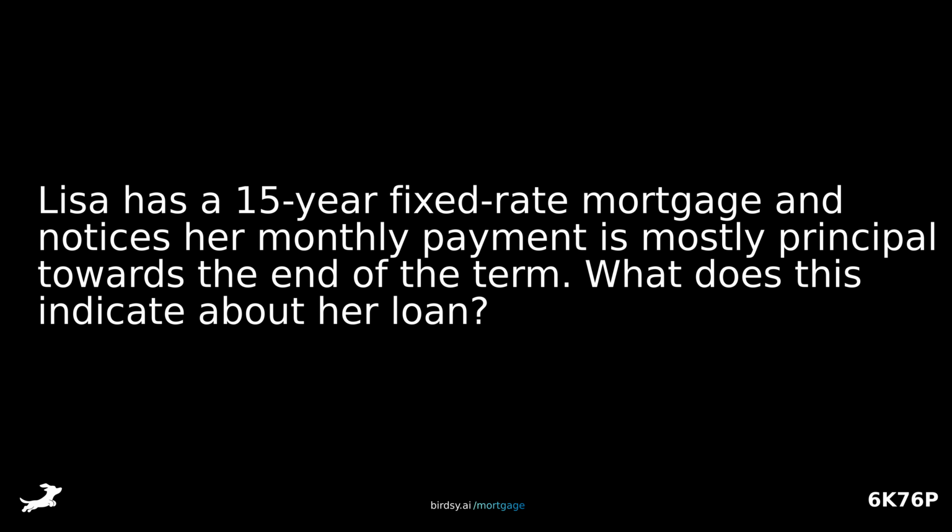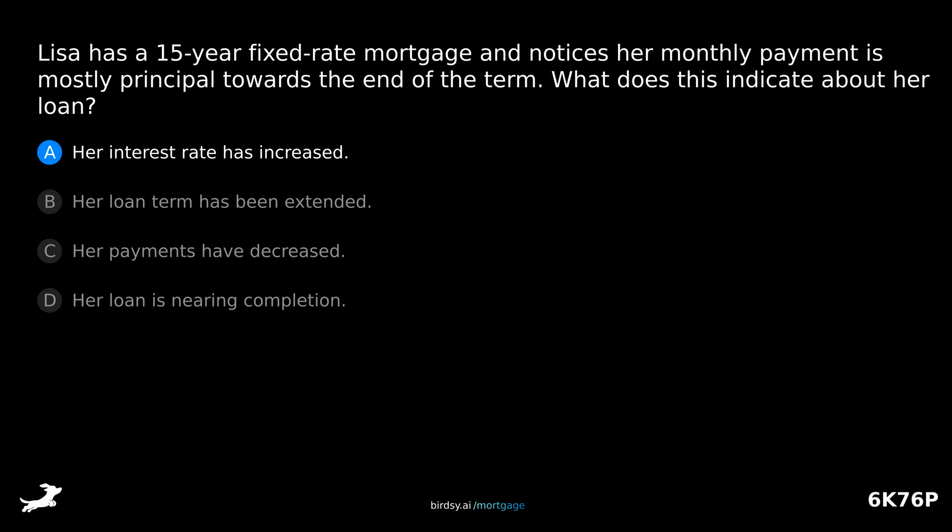Lisa has a 15-year fixed-rate mortgage and notices her monthly payment is mostly principal towards the end of the term. What does this indicate about her loan? Is it A, her interest rate has increased, B, her loan term has been extended, C, her payments have decreased, or D, her loan is nearing completion?